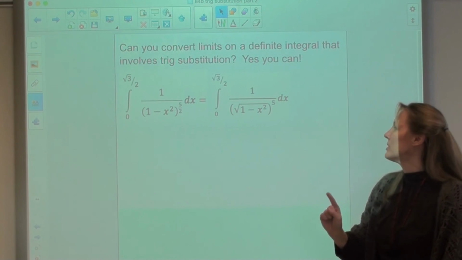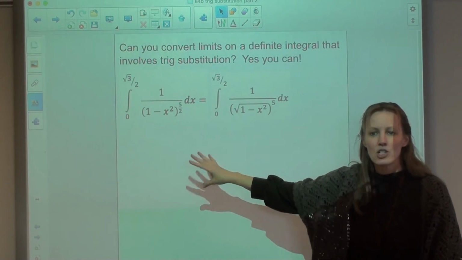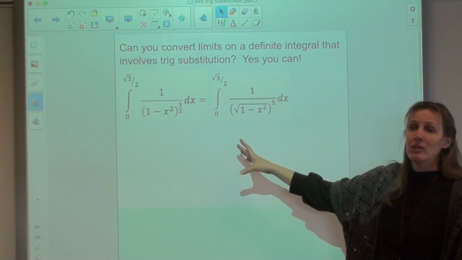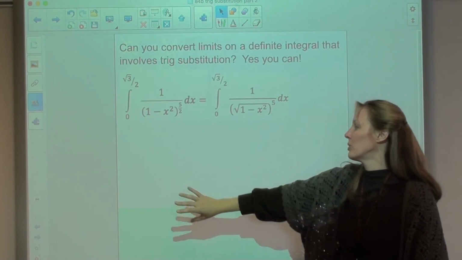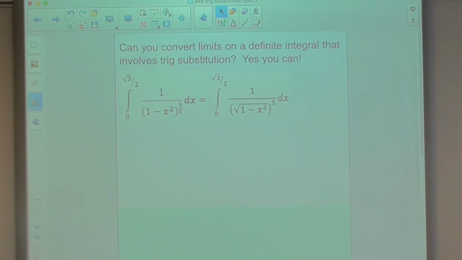What I want you guys to do is take a minute, do your triangle, get your trig functions all set up, and go ahead and do your replacement integral without any limits. Take a minute and do that, and then I will talk to you about how to convert the limits.